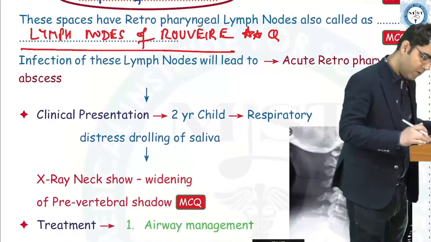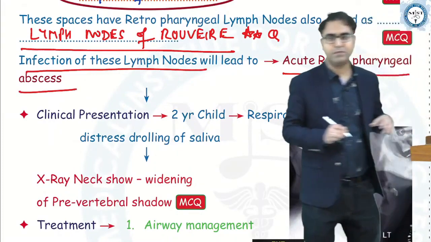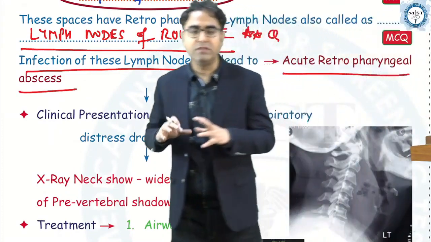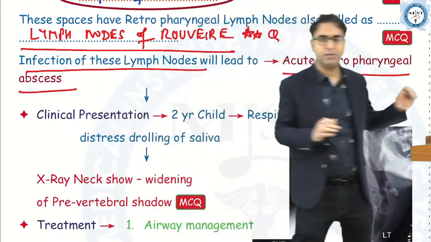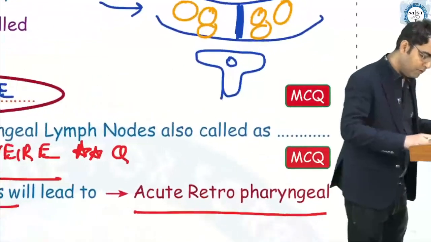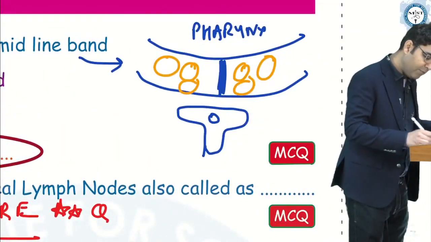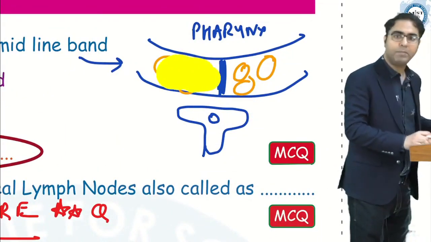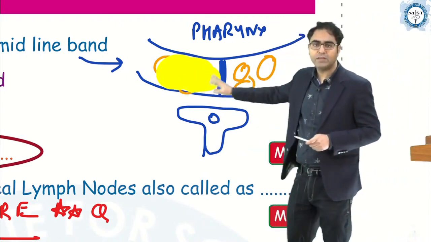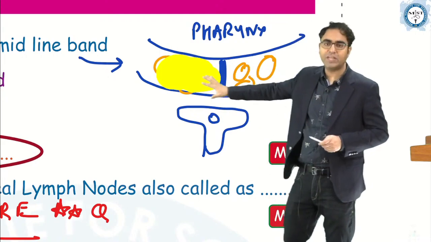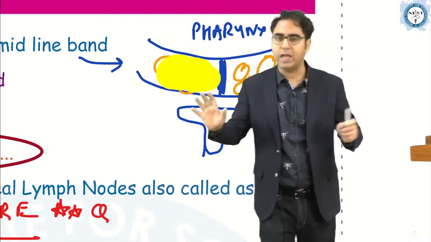Now, infection of this lymph node will lead to acute retropharyngeal abscess. Look at the screen, everyone. These are your retropharyngeal lymph nodes. By chance, pus forms in one of the lymph nodes over there. Can you see? And this will lead to which abscess? Retropharyngeal abscess. Infection of this lymph node will lead to acute retropharyngeal abscess.